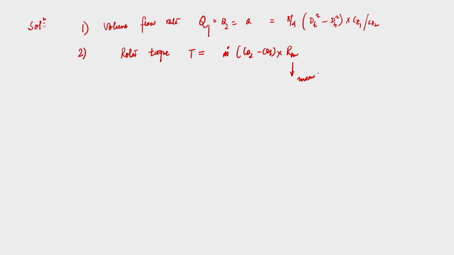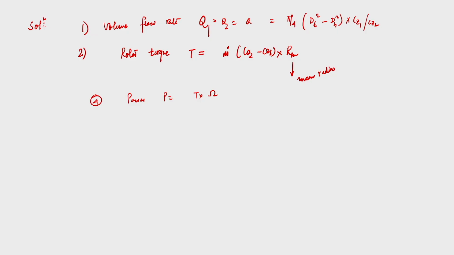Okay, so r m is the mean radius, because it is given that we have to consider the mean radius. So, this will be the rotor torque, and finally, if we calculate power, then power P will be torque into omega. So, the answer of 4 that we will get is in Newton meter per second or watt, that will be the power. Now, we have to solve the problem by drawing the velocity triangle.